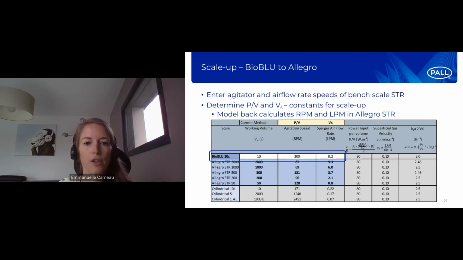So we can therefore also enter the agitator and airflow rate speeds of the bench scale STR in this tool, and then determine the P/V and the superficial velocity for the constants for the scale-up that we need to apply. And so the model will back calculate the RPM we need to apply in our scale-up bioreactor and the liters per minute that we need to flow.